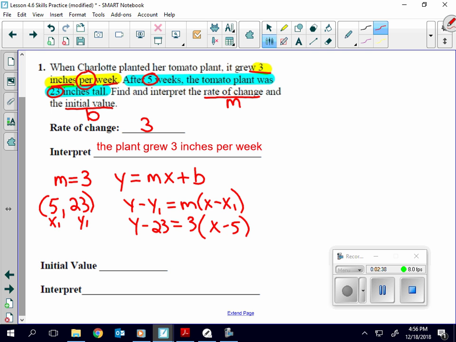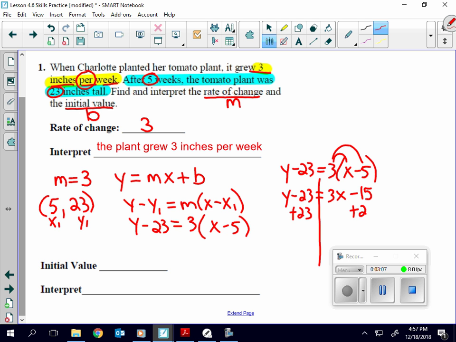Okay, if you're running out of room here, we can slide over to the side. I'll rewrite it over here. y minus 23 equals 3 times x minus 5. I didn't change anything, just rewriting it for more room. I'm going to distribute. So I have still y minus 23 equals 3x minus 15. 3 times 5 is 15. Let's add the 23 to both sides of this equation to get slope-intercept form. We have y equals 3x plus, it's going to be an 8.